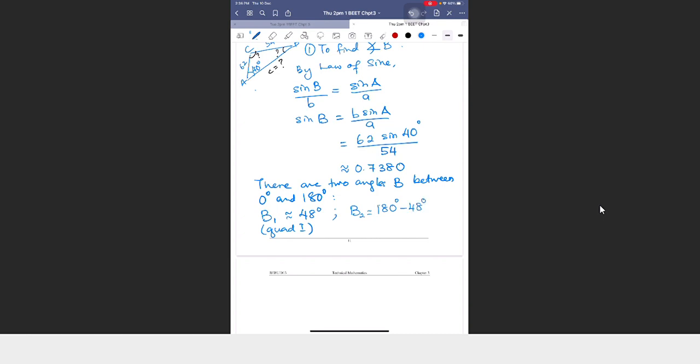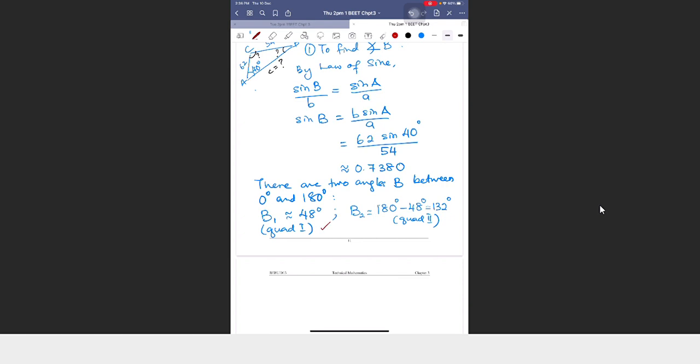Okay, so I'll get this one is 132 degrees. This is quadrant 2. Whether to again accept or reject? Obviously, B1, because it is 48 degrees. 48 degrees is an acute angle, a small angle. Definitely, I will accept this.